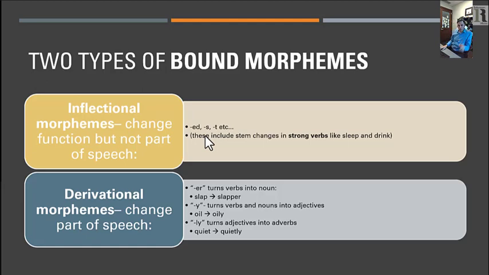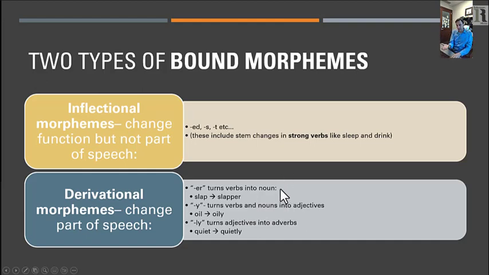A derivational morpheme, that's a whole different kettle of fish. A derivational morpheme changes the part of speech. Derivational morphemes turn nouns into verbs. They turn verbs into adjectives. They turn adjectives into adverbs, and so on and so forth. So slap, the verb, whack. You add the agentive derivational morpheme onto the end, and you get slapper, which is now a noun, right? Somebody who slaps is a slapper. Apparently it's a rude word in Britain. Don't Google it.